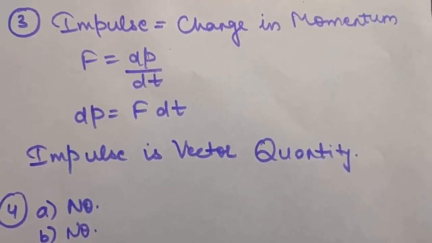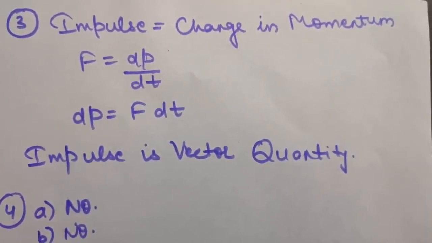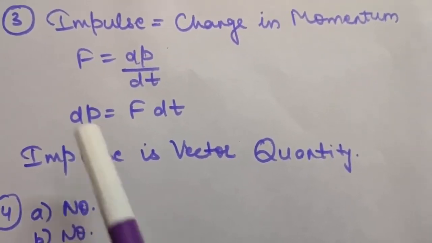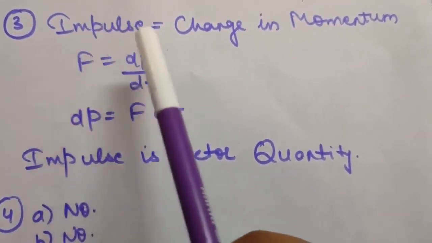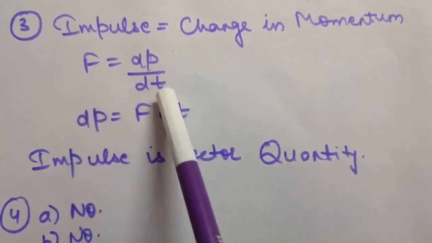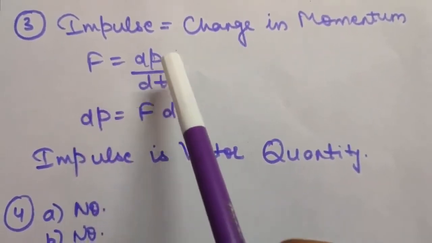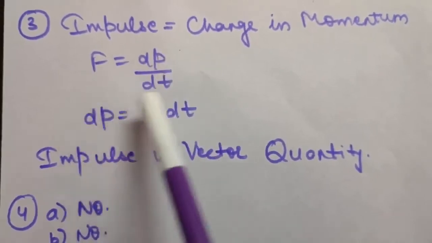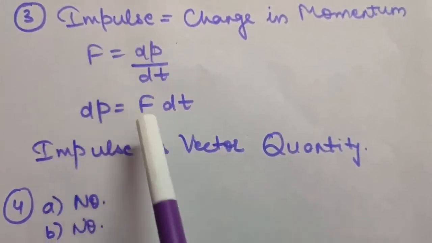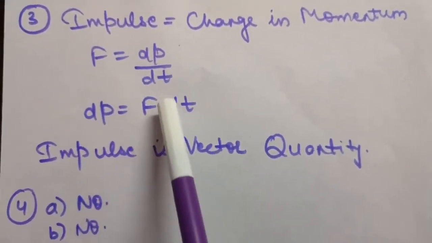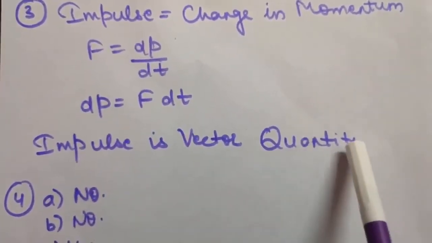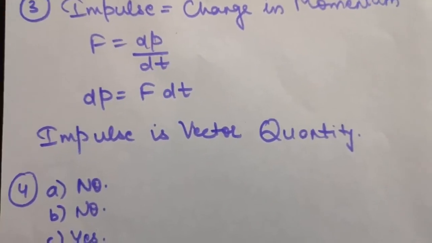The question says, pick out the one which is a vector quantity. All of the terms you are familiar with, only a new term there is impulse. Impulse is defined as change in momentum. Now as you know, F is equal to dp by dt, that is force is equal to change in momentum upon time. From here, change in momentum will come to be F dt. That means impulse can be defined as F dt. Now because F is a vector quantity, impulse is also a vector quantity. So the answer will be impulse, because that is a vector quantity.